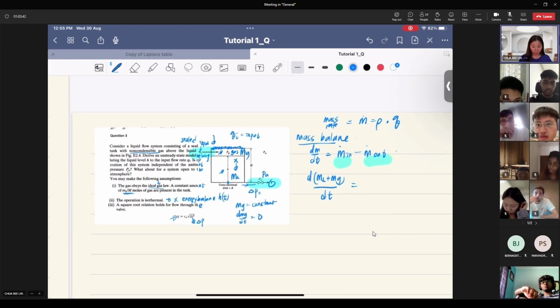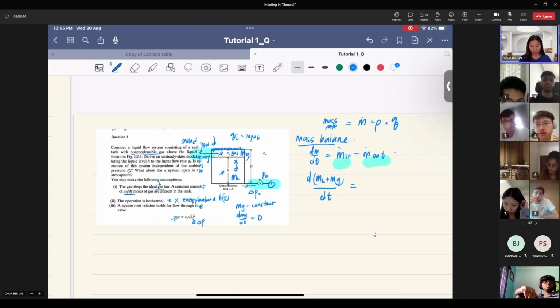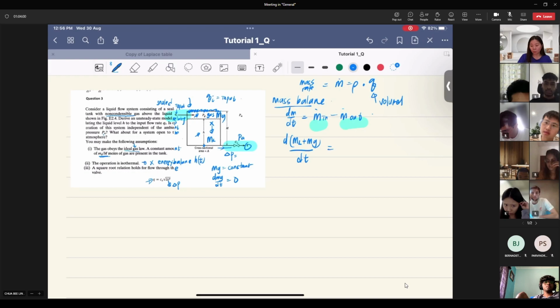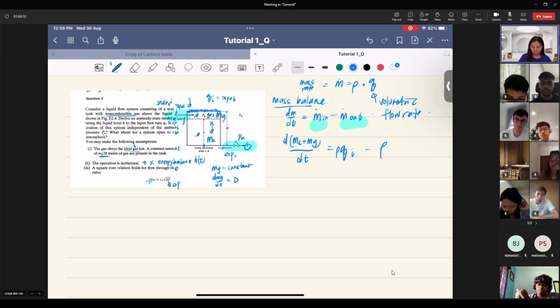So if it is a test question or final exam question, I will say the density of the liquid is given by a value. Then you will know this mass rate you should relate. It will be the product of density multiplied with the volumetric flow rate. So the in will be rho Qi, and the out will be rho Q.